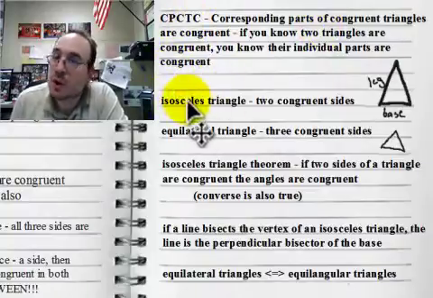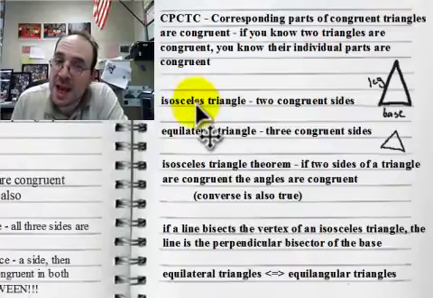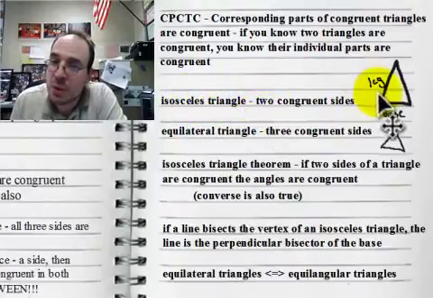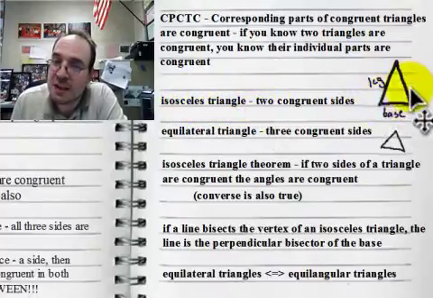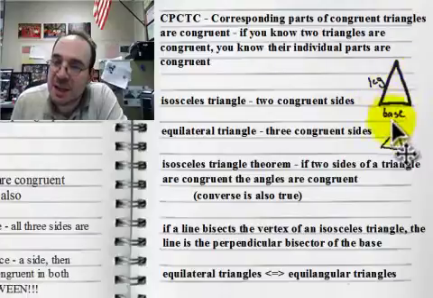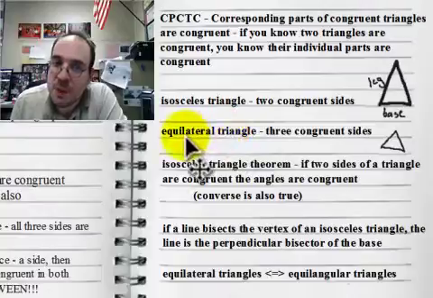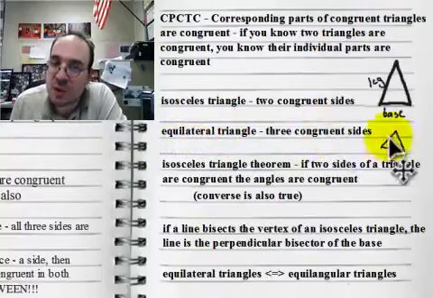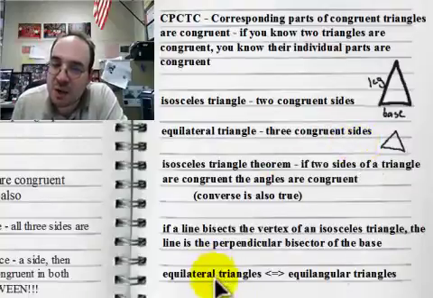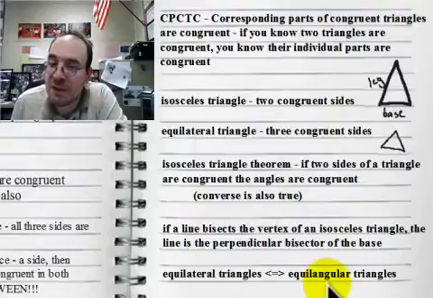We should also, unless you already know the meaning, add isosceles triangle, which has two congruent sides. Here's the leg and here's the base. But if you already know that one, you don't need to write that one down. And then we have equilateral triangles, which have three congruent sides. And equilateral triangles are equivalent to equal angular triangles, which have equal angles. So equilateral triangles are equal angular triangles.